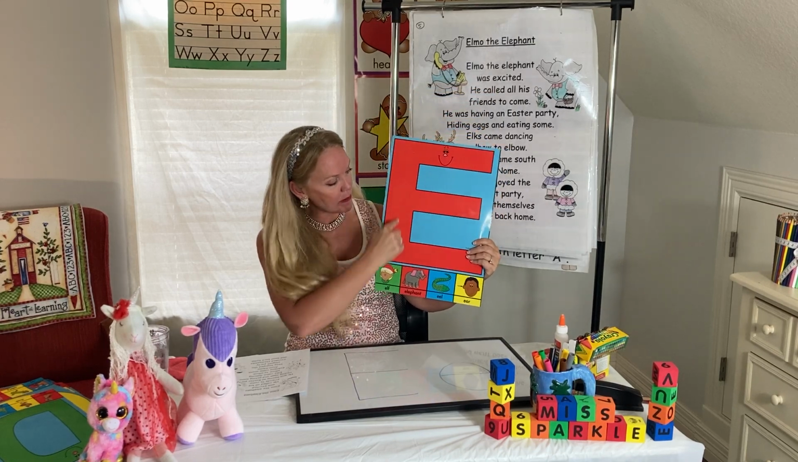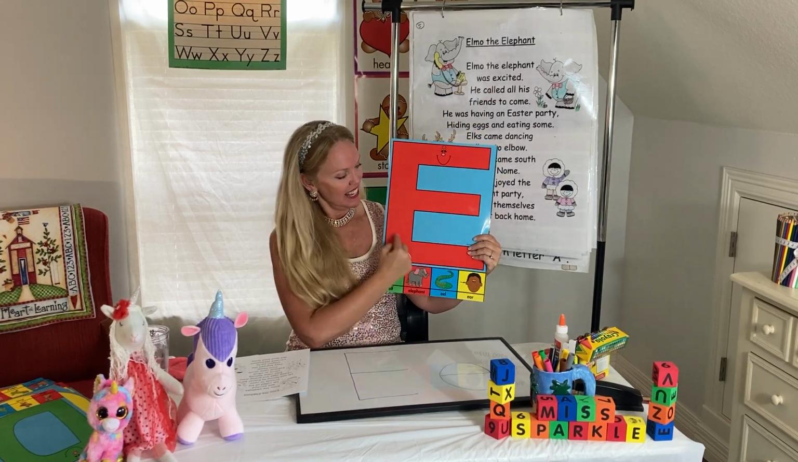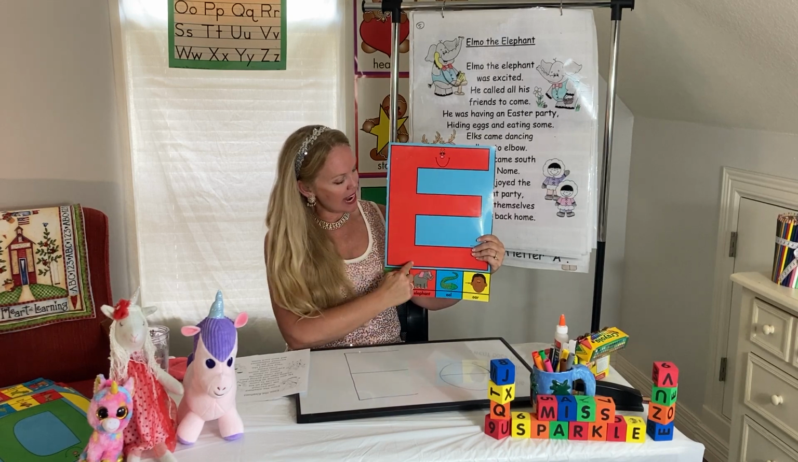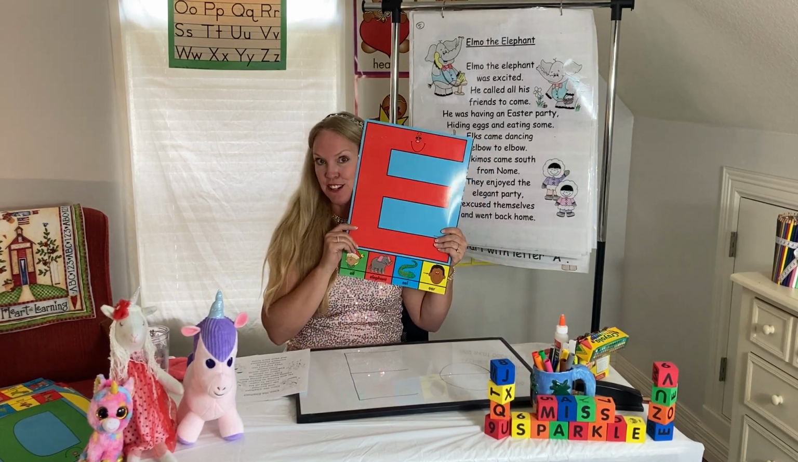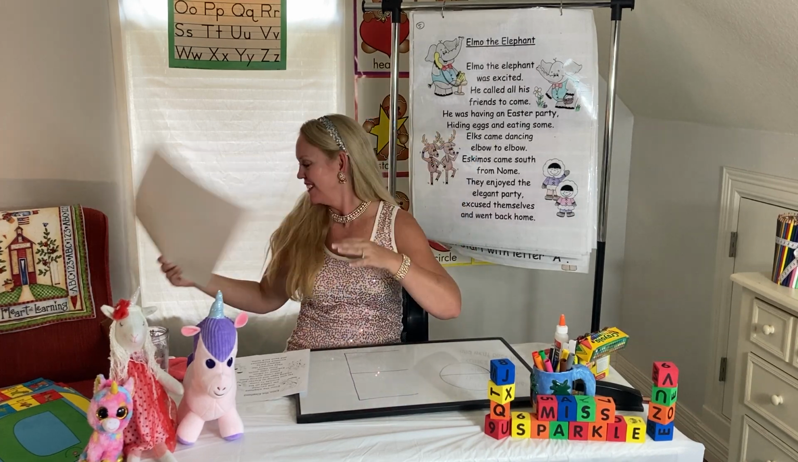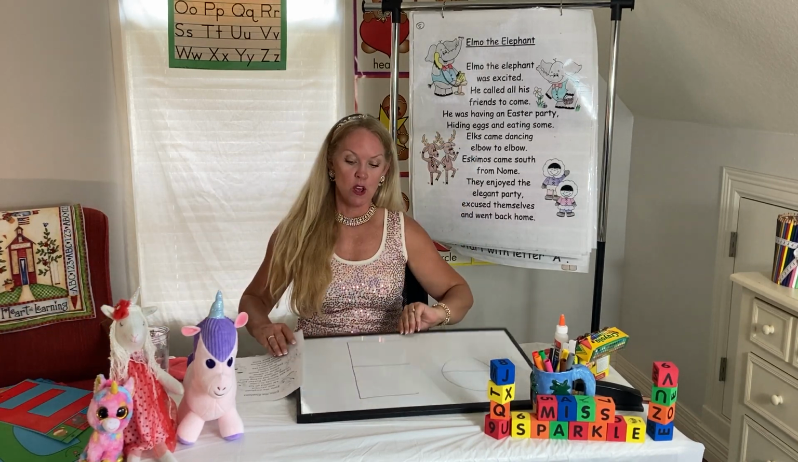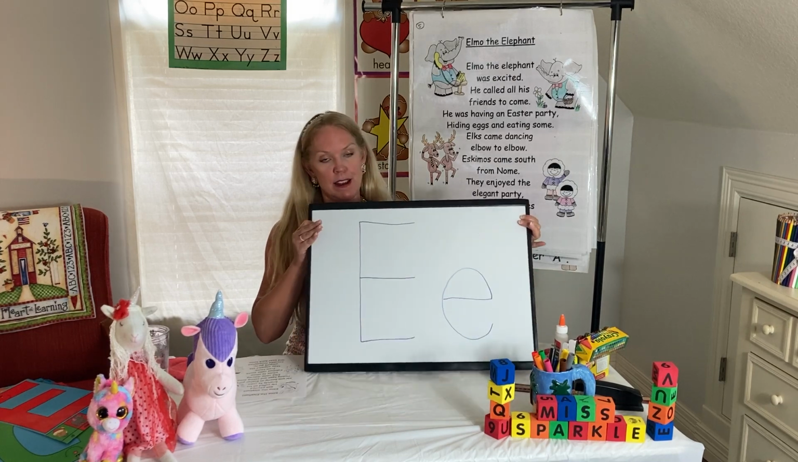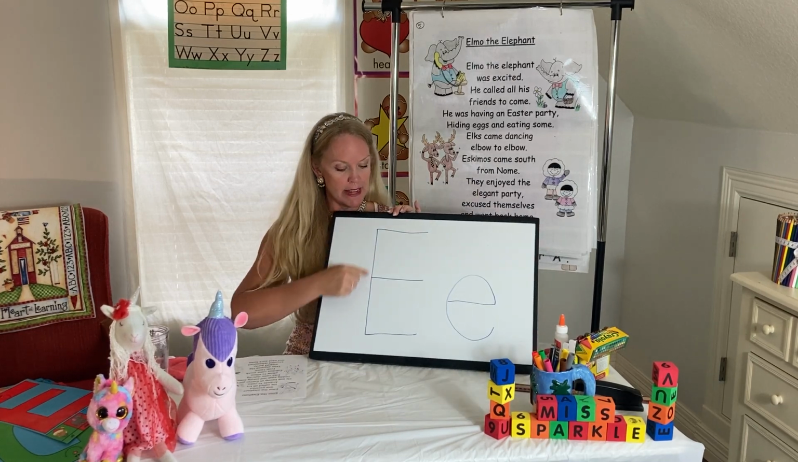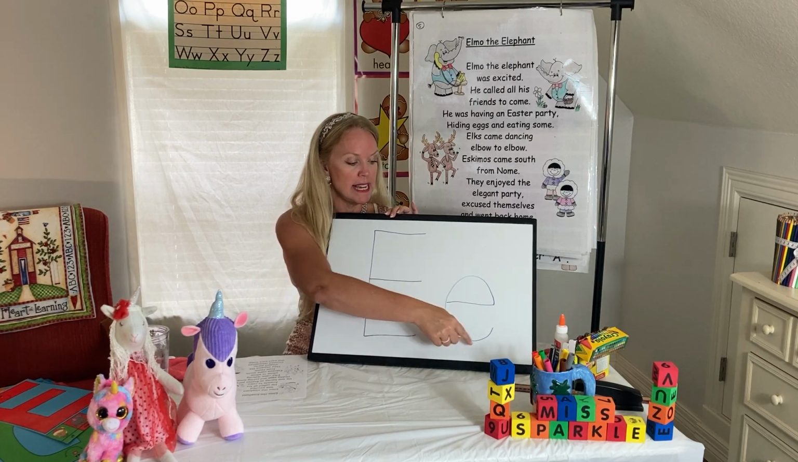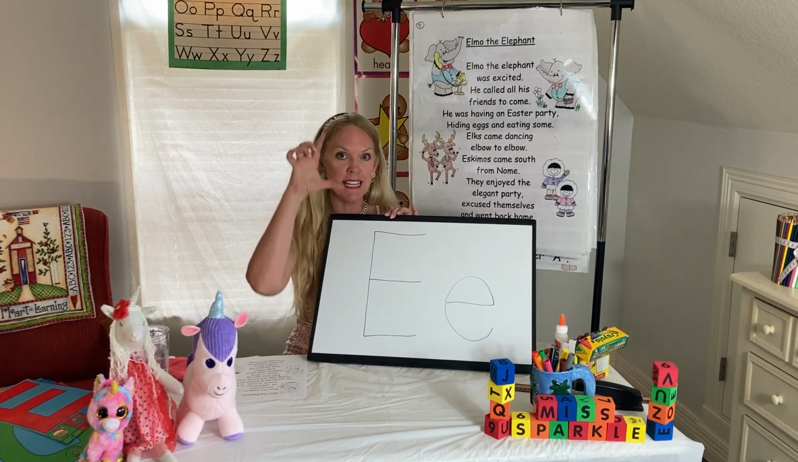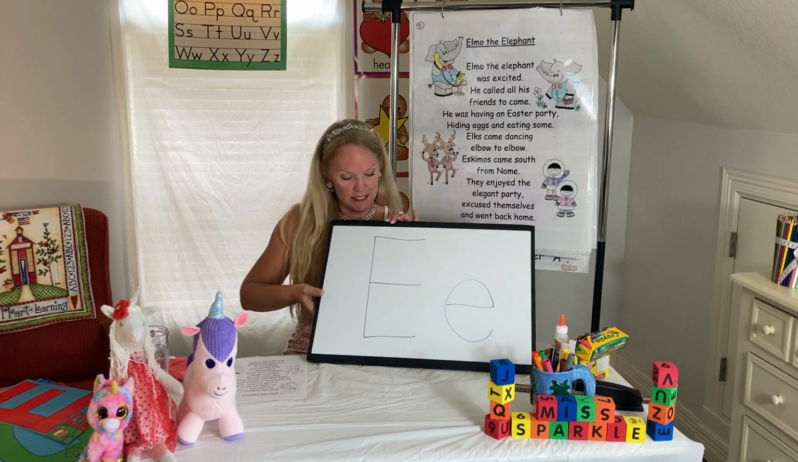This is a capital E. It has one big line down and 3 lines across. This is the letter E. Awesome. We also have another capital E. The capital E is the big E, and we have a lowercase e. The lowercase e is smaller.